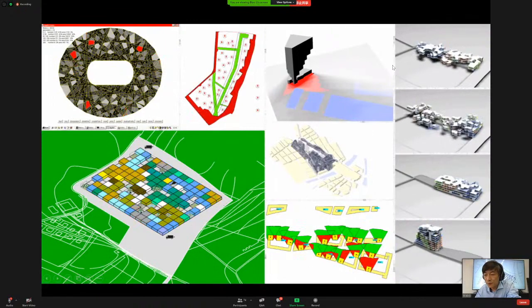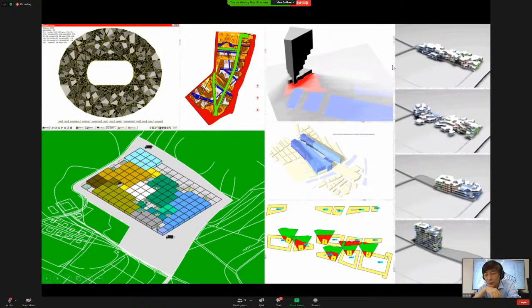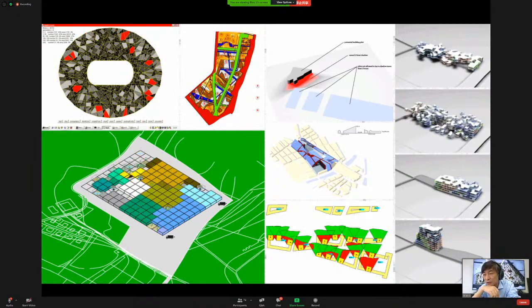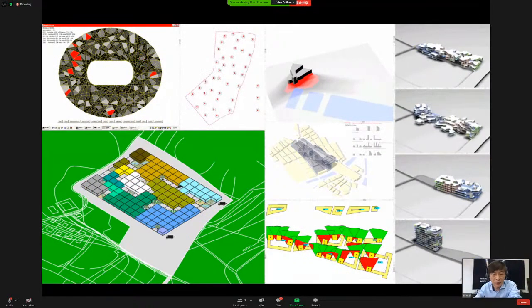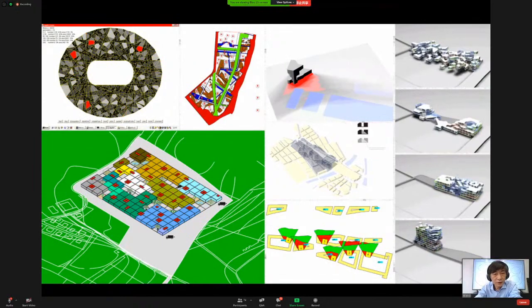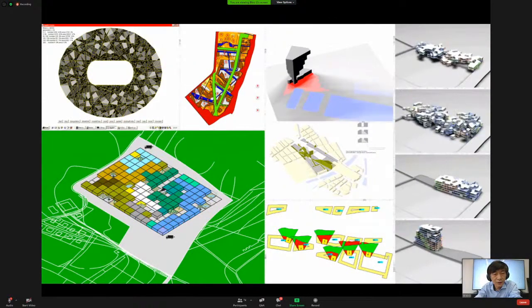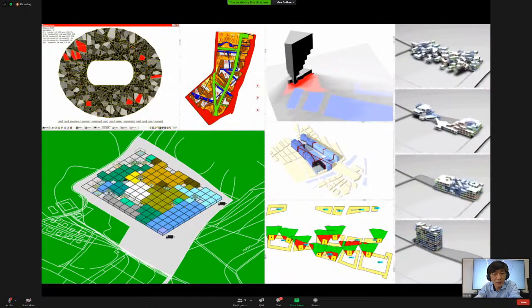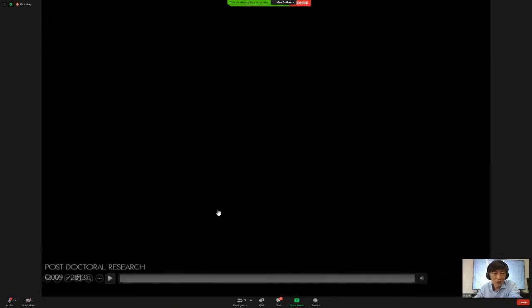The middle part is research on the relationship between architecture layout and sunshine. And this case, I think, is a very powerful tool. And after that time, I thought I needed to do it.